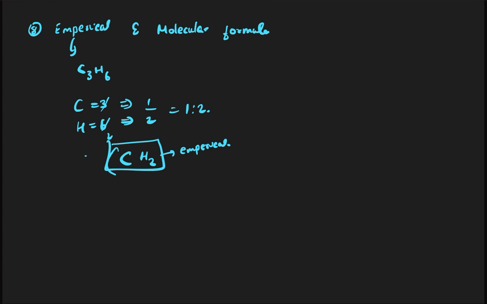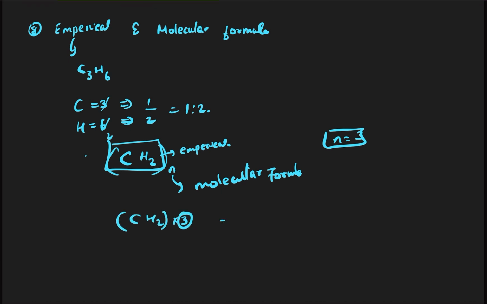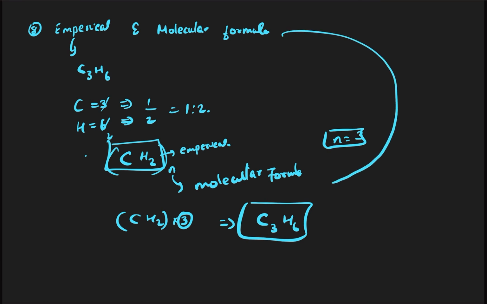If I multiply the CH2 with some number n, that will give me the molecular formula. Molecular formula is the exact formula. So what is n here? You can clearly see n is nothing but 3. If I multiply it with 3, then I will get the final formula. So CH2 into 3, this 3 is known as n. What do I get? C3H6 when I multiply both the numbers. So this is how we get the molecular formula: empirical formula multiplied with n gives me the molecular formula. This is the entire concept of this.